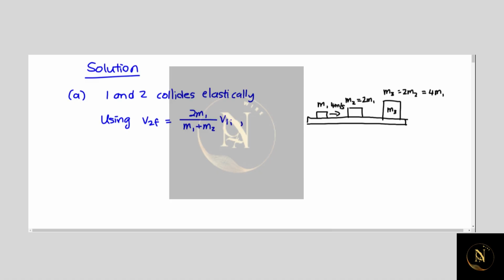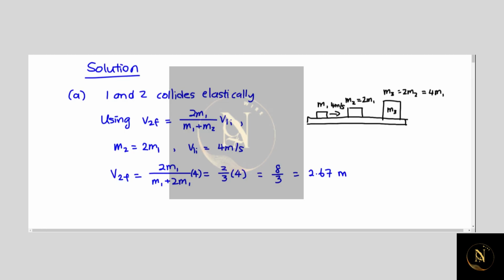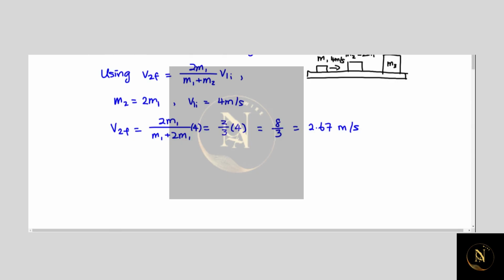We have M2 equal to 2M1, and V1I is 4 meters per second. So we can calculate V2F to be 2M1 divided by M1 plus 2M1, times 4. So this is 2/3 times 4, we have 8/3, which is 2.67 meters per second. This V2F will be the V2I for the collision between 2 and 3.